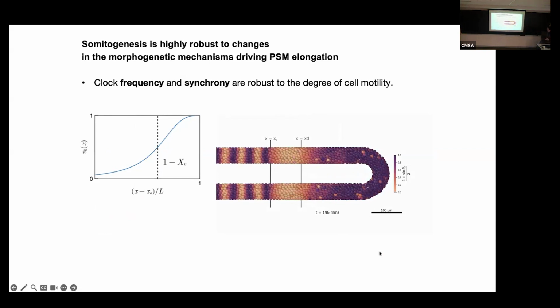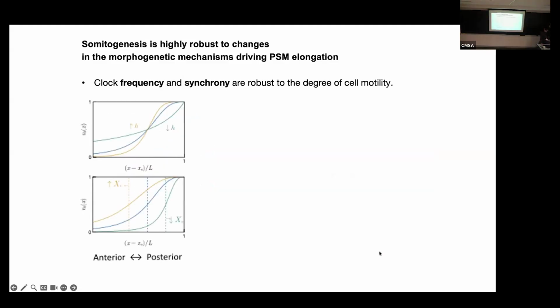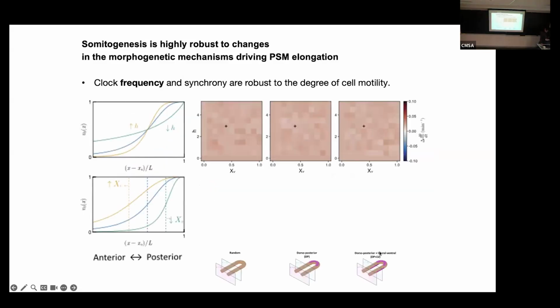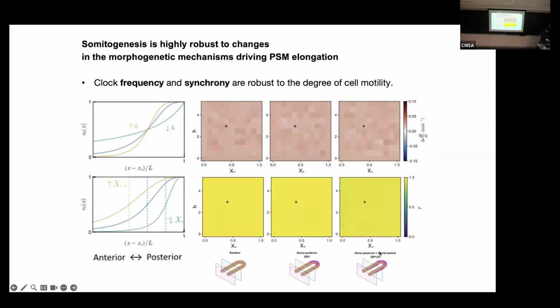This is something that we see changes across different vertebrate embryos. So he explored this, and again, he sees that it's remarkably robust. The frequency is remarkably robust to parameters controlling the cell motility gradient, as is the synchrony. Yellow means perfect synchrony, and there is no change to the frequency with respect to what we already have.